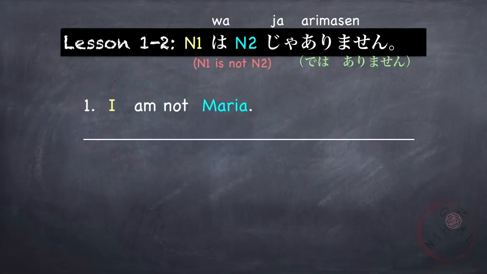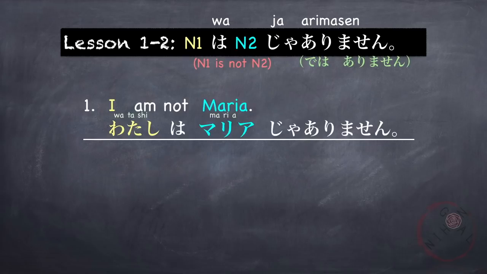For example, I am not Maria. Using the pattern, we can say this in Japanese. Watashi wa Maria ja arimasen. So if this is a positive or affirmative statement, it's watashi wa Maria desu. But since this is a negative statement, we say watashi wa Maria ja arimasen. I am not Maria. And then you can follow this by a positive statement, which is watashi wa Rose desu. I'm not Maria, I am Rose.